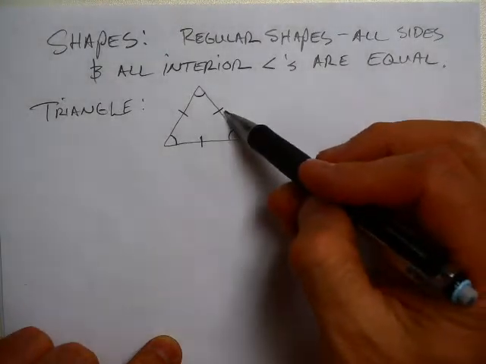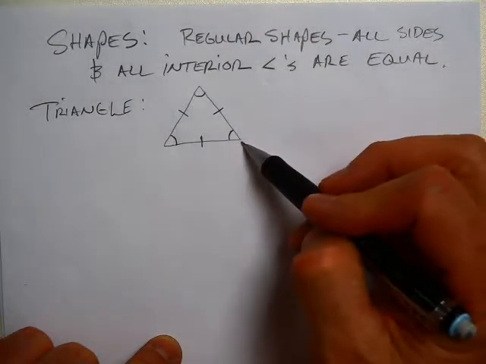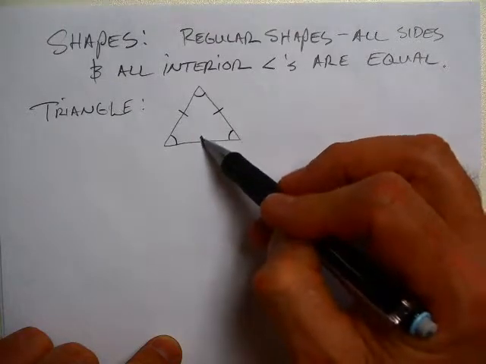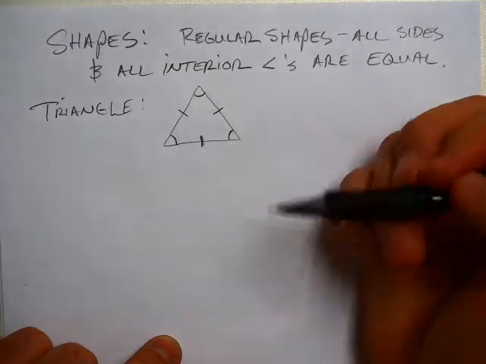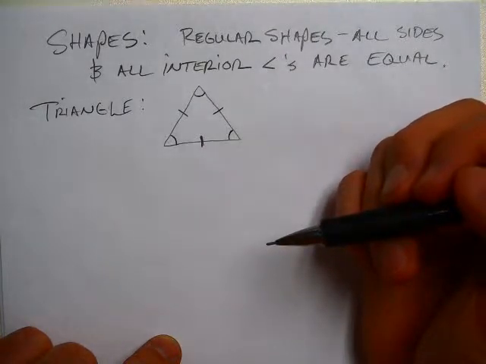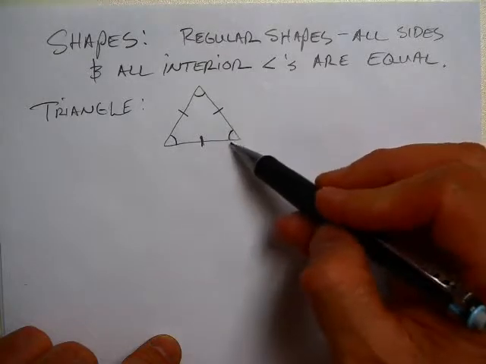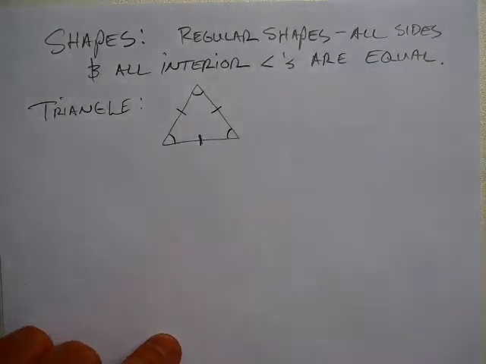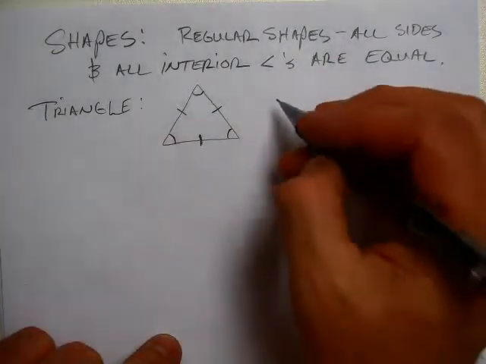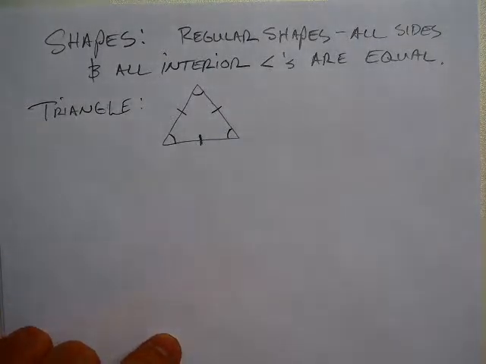So what these little tick marks mean is that all sides are the same length. And these little parts of a circle, like a semicircle, there's another word for it that I'm blanking on, but anyway, they indicate that the angles are equal. So this is an equilateral triangle.